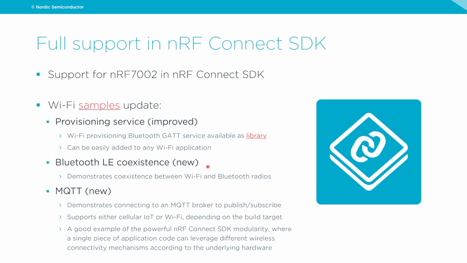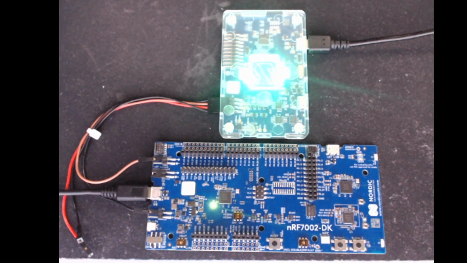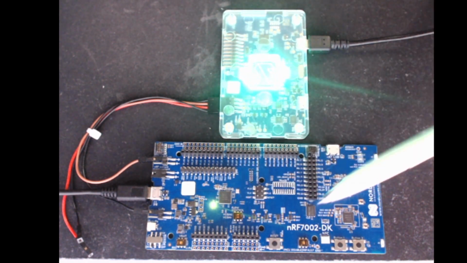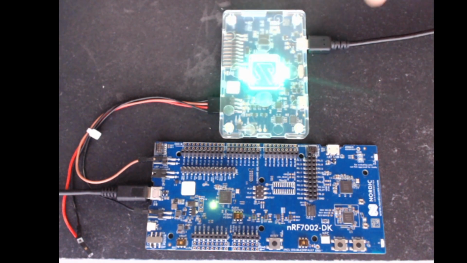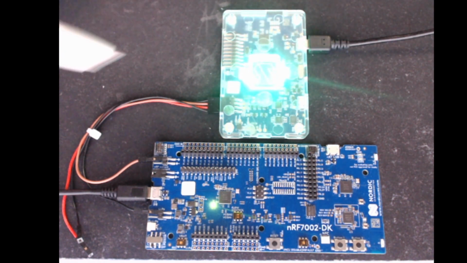So now we have a demo on the nRF7002 Wi-Fi 6 companion IC. Before we get going with our demo, let's have a quick look at the hardware setup that we will be using. So we have here the nRF7002 DK, and we have here the PPK2, or Power Profiler Kit 2. And they are connected together.